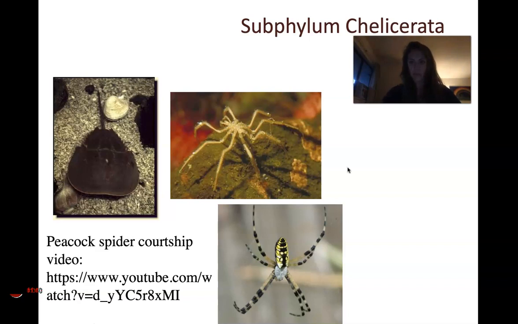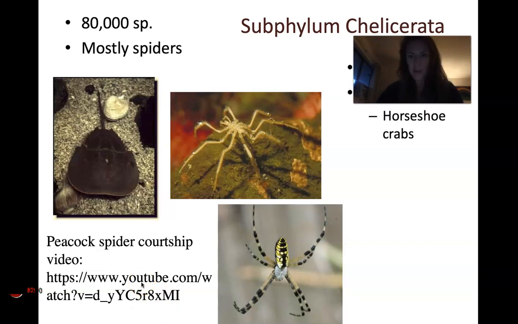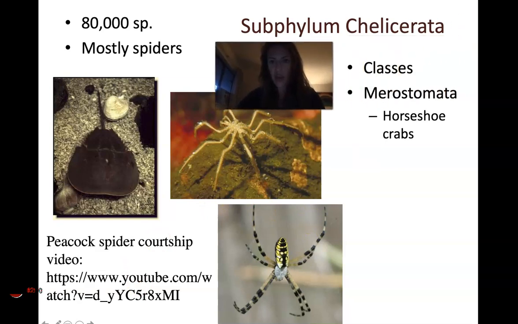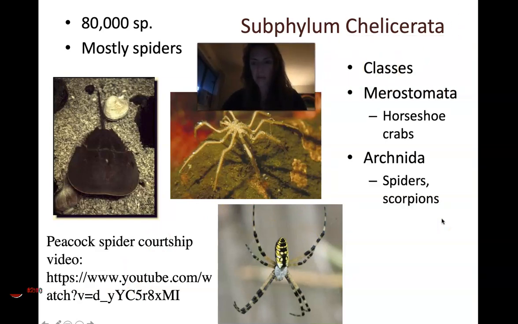Okay, so then our first subphylum of arthropods is subphylum Chelicerata, and we'll watch this video together on Wednesday, but if you want to watch it beforehand, you can. It's pretty cool. There's 80,000 species of chelicerates, and this includes mostly spiders, but also includes horseshoe crabs, which is going to be class Merostomata, class Arachnida, spiders and scorpions, and then class Pycnogonida, which is the sea spider. So if you ever knew, there are sea spiders.